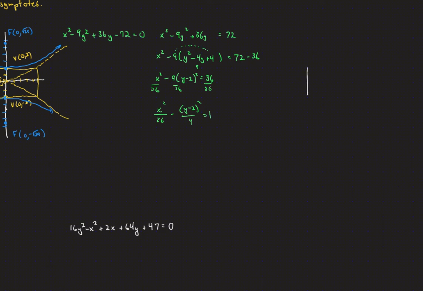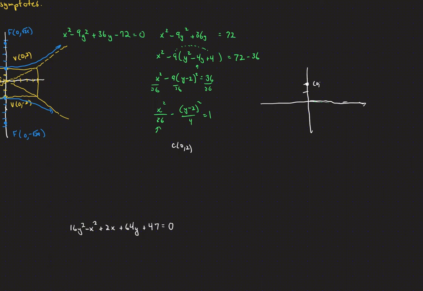So our hyperbola is going to open right and left. So we're going to go in the x direction. The square root of 36 is 6. 1, 2, 3, 4, 5, 6. So, oops, I'm sorry. I got to put the center in there first. That's going to change things. So our center is at 0, 2. That's going to be right there.